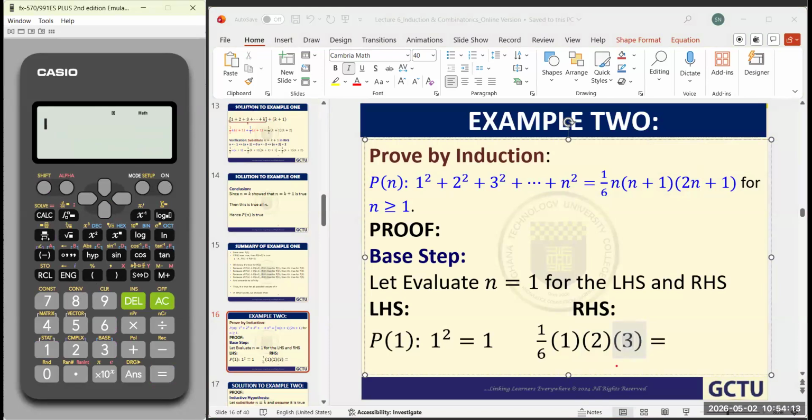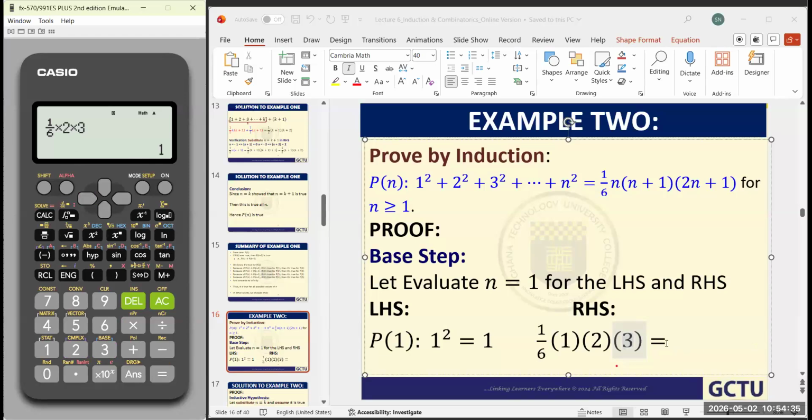What is 1 divided by 6? 1 over 6 times 1, then times 3. And the answer is equal to 1 over 6 times 2. Sorry, times 2, not times 3. Times 2 times 3. And the answer is also giving me 1.